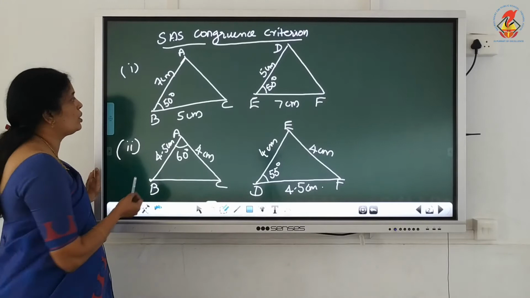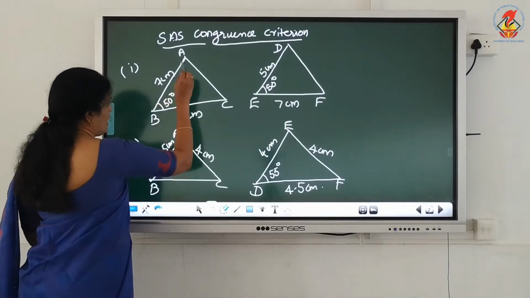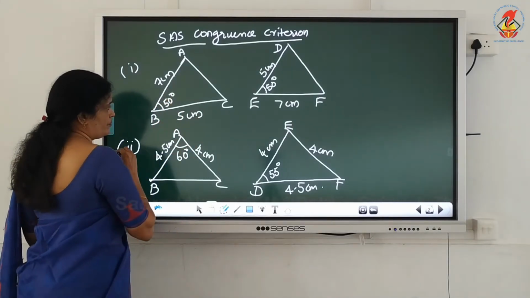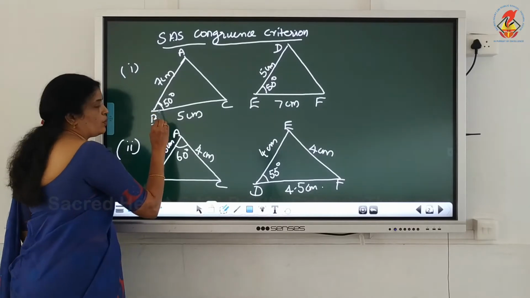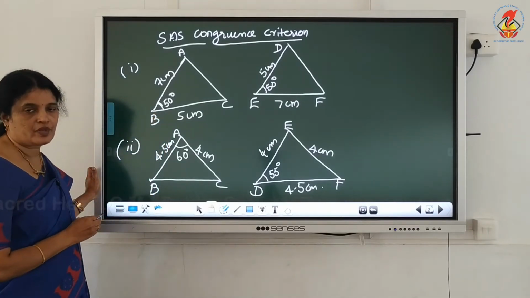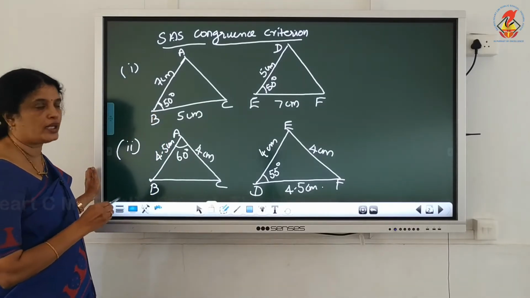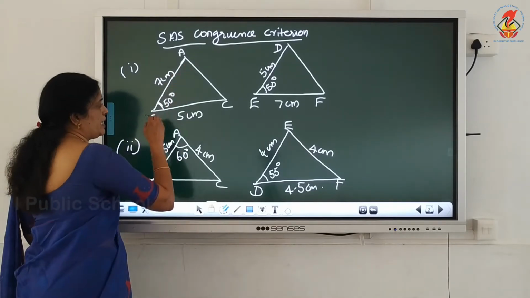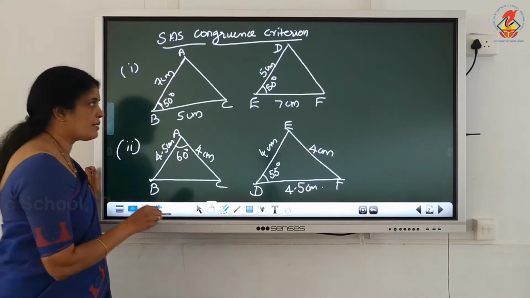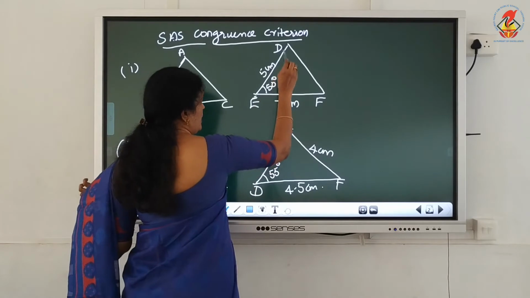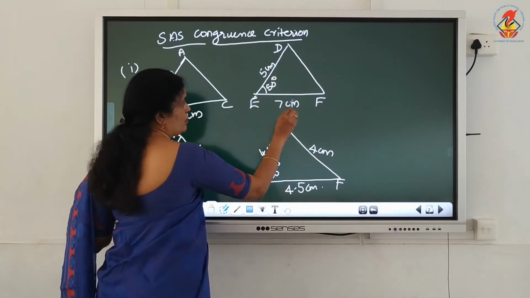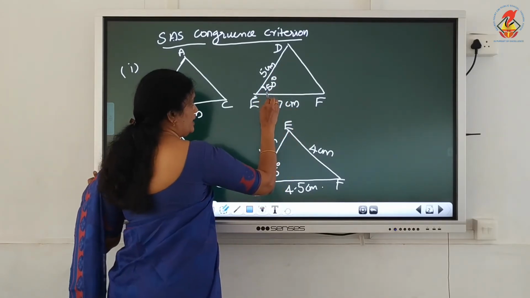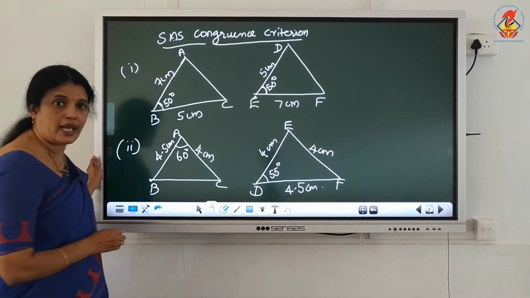Included angle means what? These two sides are AB and BC. Included angle means angle B. Angle B is called the included angle of sides AB and BC. The same thing, ED and EF. What is the included angle of these two sides? Angle E is the included angle.